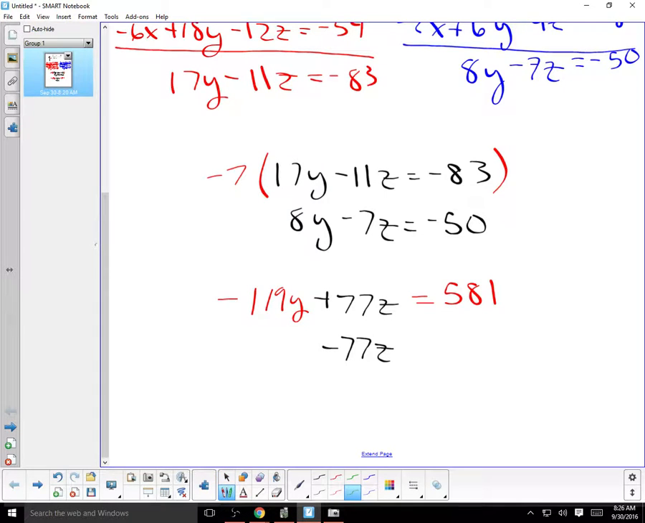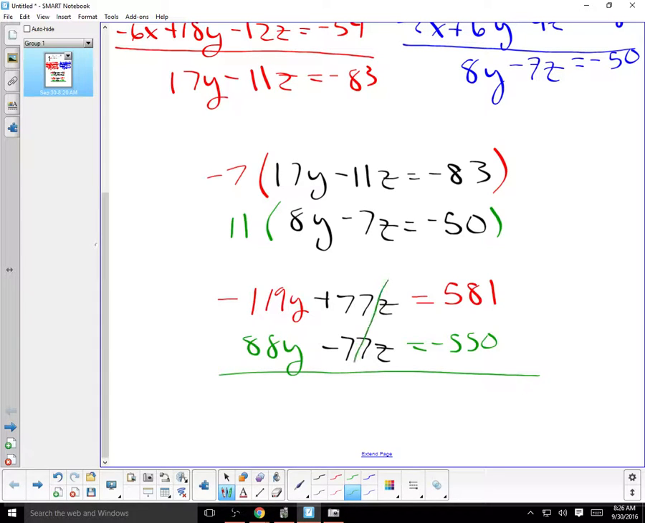Okay. What are we multiplying the bottom one by? Negative 11? Yeah, positive 11, because I want that to be negative. So that's a little bit easier. This is going to be 88y. There's my negative 77. And that's going to give me, what is that, 550? I'm going to double check that. Well, yeah, negative 550. So negative 550. There it is.